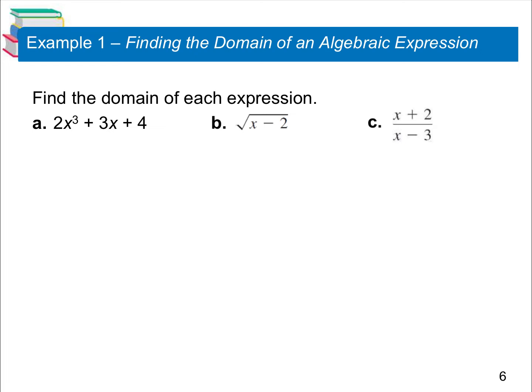The first is just a polynomial with x as whole number parts. It's not in the denominator of a fraction. It's not under a radical. So whenever you have something like this, where it's x to a power or something times x, it would just be all real numbers. So you're going to write that in interval notation. So you're going from negative infinity to positive infinity, and that's your domain.